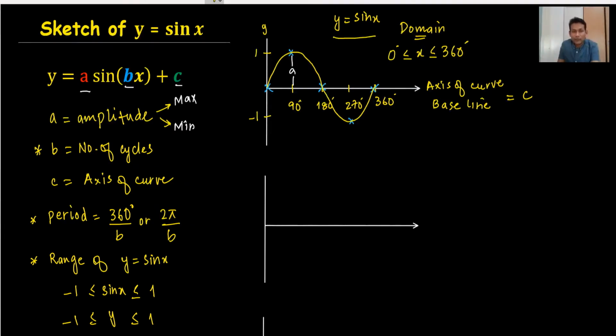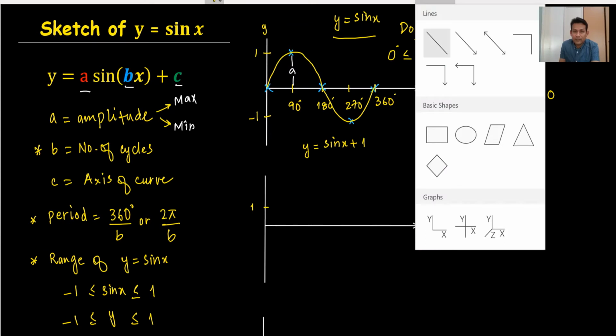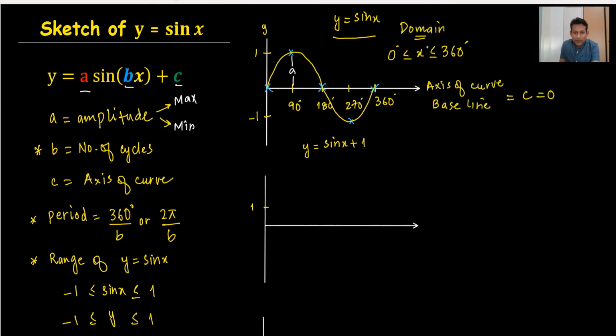I want to draw now a second one, y equals sine x + 1. When I draw sine x + 1, the +1 means this is 1, and this is your axis of curve. Like before, the axis of curve was the x-axis, where c is equal to 0. Now this is 1. This is your axis of curve, and I have to draw the axis of curve here. So this is the axis of curve.